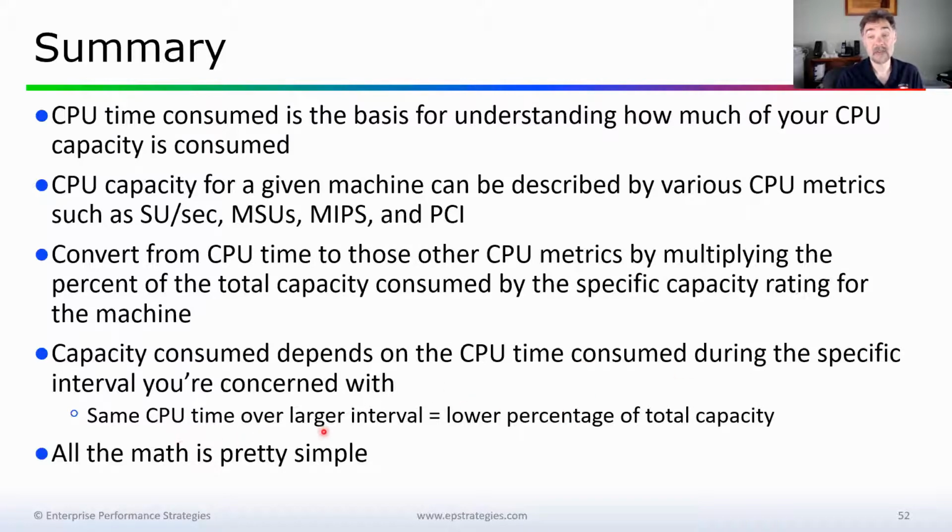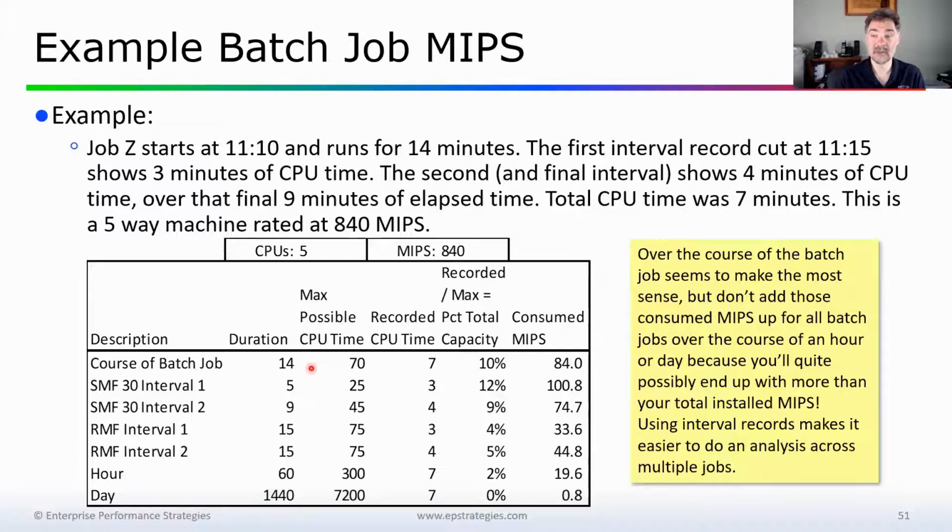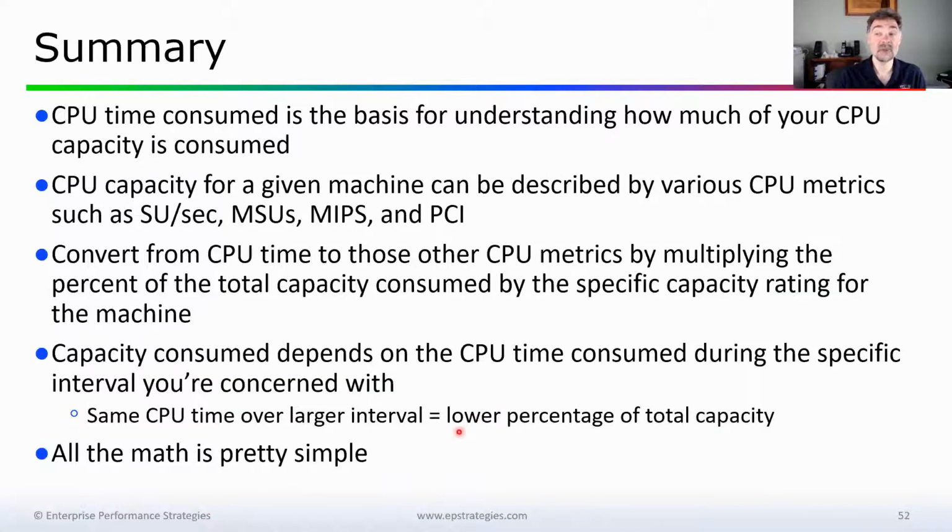The same CPU time over a larger interval, such as in the case of our batch job, comparing it over the course of a day as opposed to the course of the batch job, means you used a lower percentage of the total capacity. All the math is pretty simple though, okay?